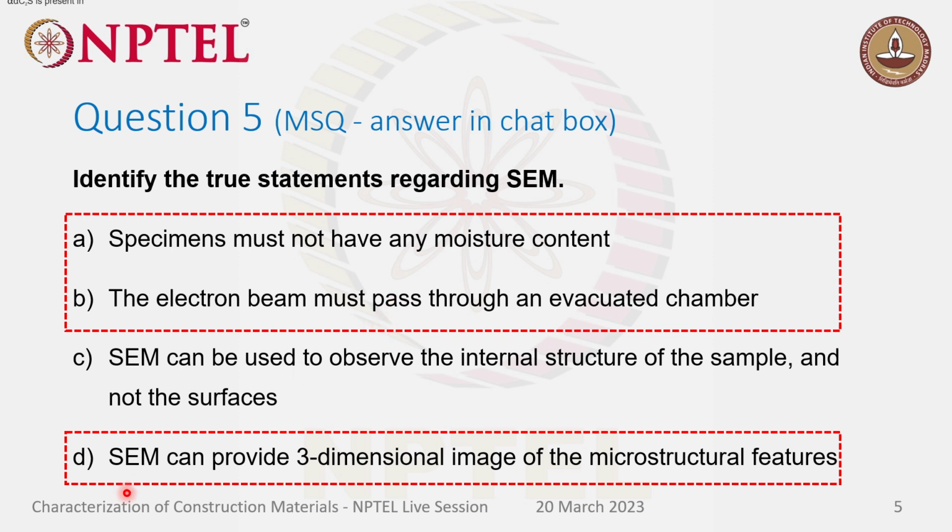And then SEM can provide a three-dimensional image of the microstructure feature. Yes, it can. When it comes to secondary electron imaging, you can see the fractured surface properly, and crystals like ettringite, portlandite and so on can be properly viewed in secondary electron imaging. Okay, and in option C, "SEM can be used to observe the internal structure of the sample and not the surface" is totally false, because we are seeing only the surface and not the internal structure of the sample.